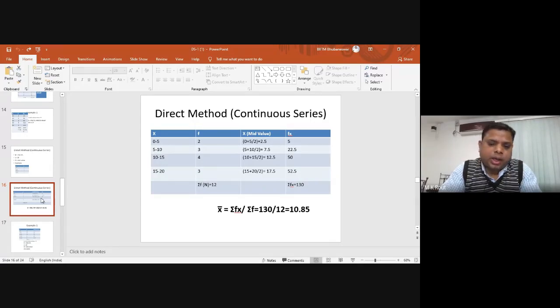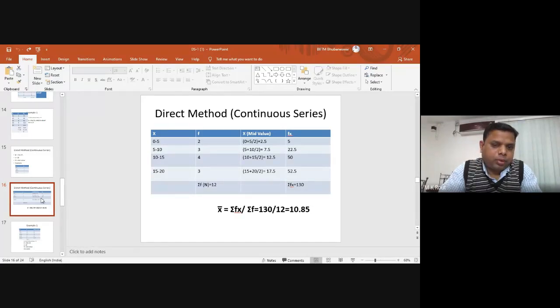In this regard, you can calculate summation of fx, that equals 130. By using the above formula, that is x bar equals summation of fx divided by summation of f. In this case, the total summation of fx equals 130, and here the summation of f, that is n, equals 12. I can get the value 10.85. Clear?